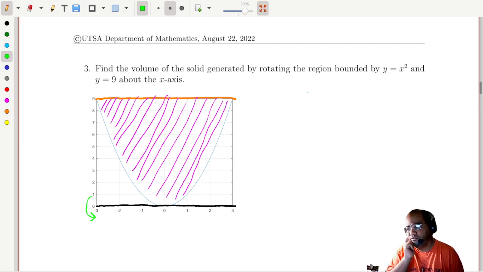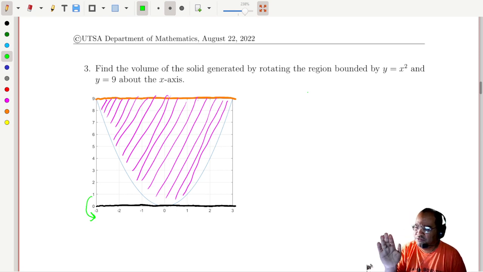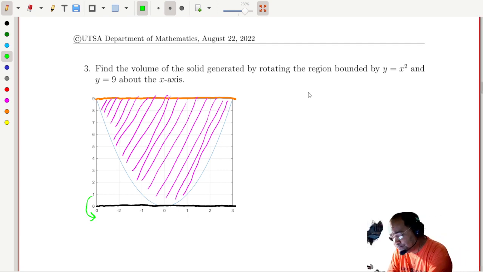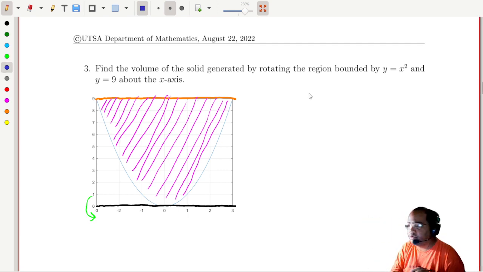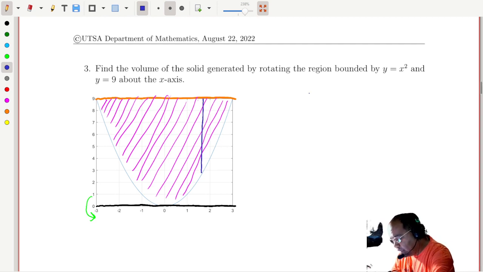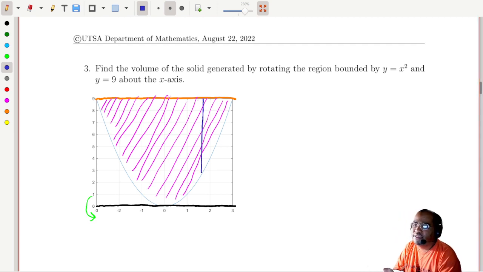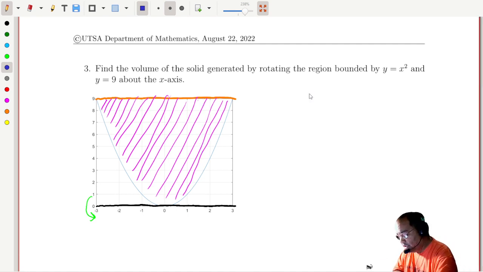Now, looking at this question, as I was preparing for this, I'd say disks is a little more natural here. But since we're looking at shells, we want to demonstrate how to use shells here. Let's figure out how to use the shell method. With shells, instead of slicing perpendicular to the axis of rotation, so if you were going to use disks, you would slice up and down so that you have a strip oriented like this. That would be for disks, because that's perpendicular to the x-axis. For shells, we want to slice parallel.